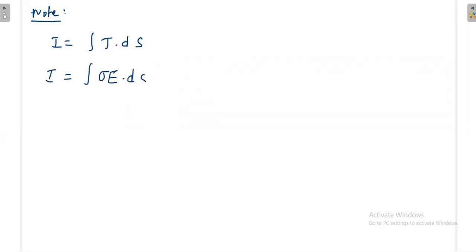You know that I is equal to integral J dot ds. Again, J can be written as sigma into E. This is very, very important. J is equal to sigma E is called Ohm's law in electromagnetics. So I is equal to sigma integral E dot ds.